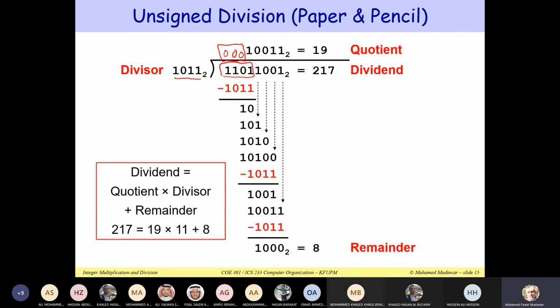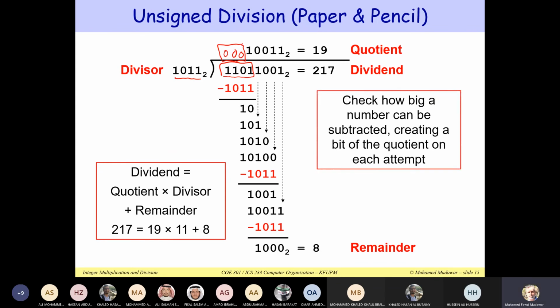It's very simple. What you have to do is shift and subtract. That's it. So we check how big a number can be subtracted, creating a bit of the quotient on each attempt. The bit here can be 0 if the number actually cannot be divided. If it's less than the divisor, you put 0. If it is larger than the divisor, you put 1, and you can simply subtract. You can design a sequential circuit that does this bit by bit. You can take each bit of the dividend and repeat like this. Notice that my quotient is 8 bits. I'm only showing here 5 bits because the most significant 3 bits are 0, 0, 0.